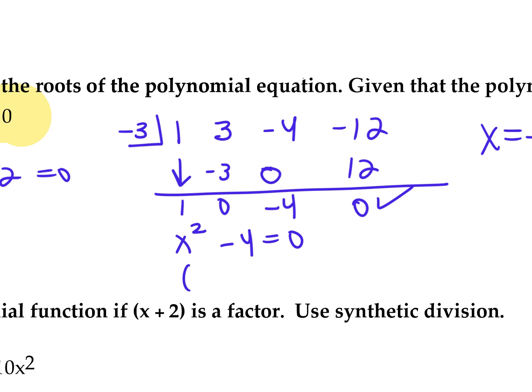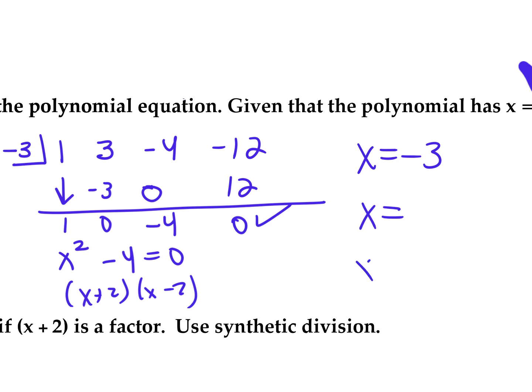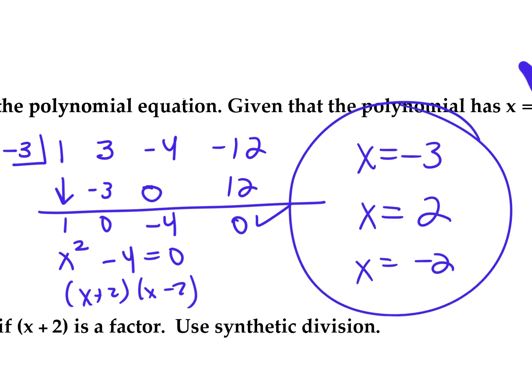Difference of squares: x plus 2, x minus 2. So what are my other two answers? x equals positive 2 and negative 2. When you're given a root and it says find the rest of them, guys, you will be able to factor whatever's left over.